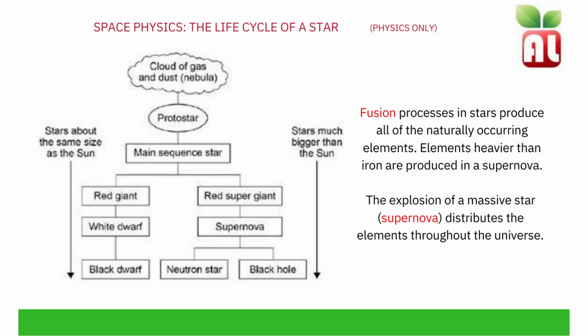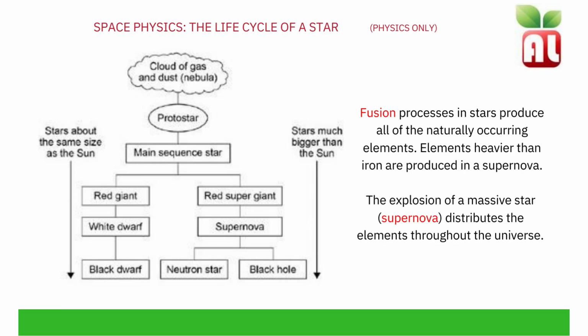The life cycle of a star. A star is formed by a cloud of gas and dust, known as a nebula, colliding due to gravitational attraction. This then forms a protostar and then a main sequence star. From this point, depending on the size of the star, we'll have 2 different life cycles.